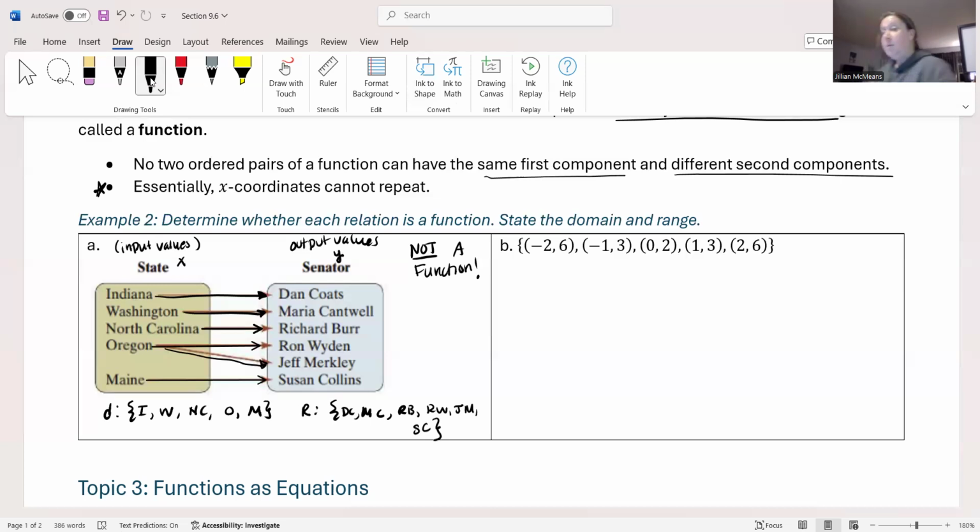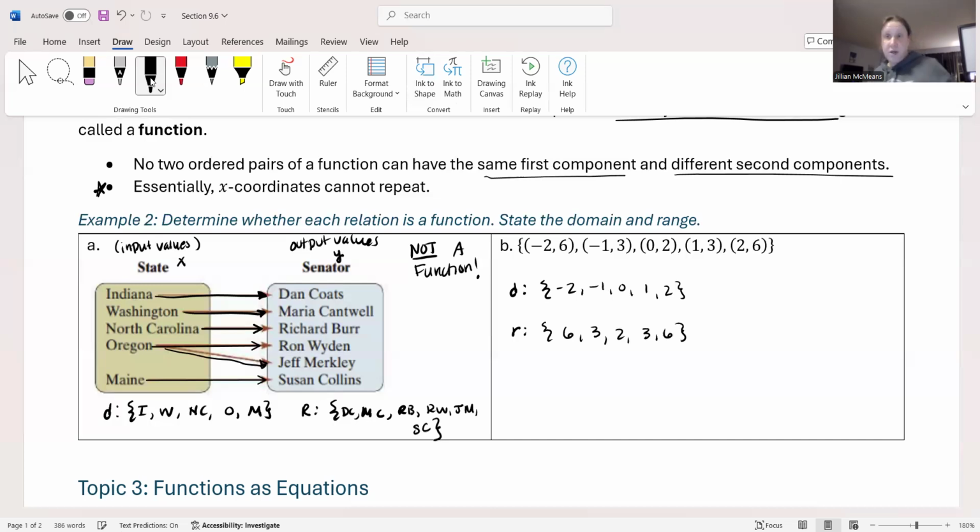Let's look at part B. For part B, we just have a set of ordered pairs, which is fine. So we need to look at the domain and the range. Let's look at the domain and range first, then we'll determine if it's a function. In the domain, we have values of -2, -1, 0, 1, and 2. For the range, we have values of 6, 3, 2, 3, and 6.